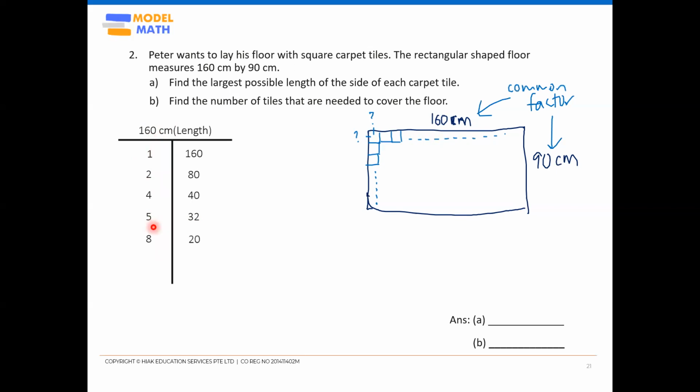So 8 and 20. 9 cannot. Okay, 9 cannot. It's not in the list, cannot divide 160. Then 10 can because this ends with 0. So I know for sure 10 is possible. So 10 and 16.